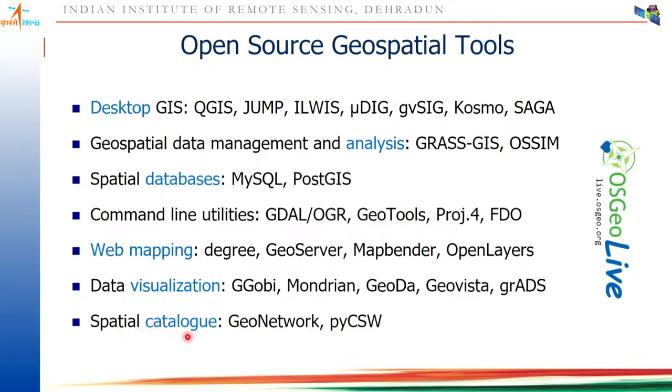And spatial cataloging, when you have large amounts of data, you generally need to catalog this data. You need to put them in an ordered manner, in a searchable manner, based on the metadata of the data. So for that, GeoNetwork is the most popular software in the world today. I have a small icon here called OSGeo Live. We will talk more about this in the last few slides.